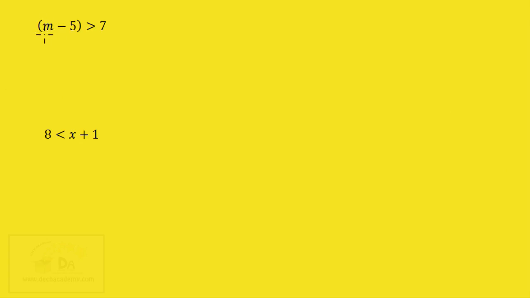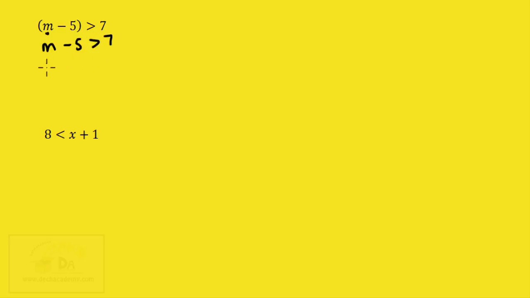Here's another inequality. The inequality m minus 5 is greater than 7. In order to solve this inequality, we need to determine a value or values for this variable m that causes this inequality to be satisfied. So we need to make m the subject of the formula. So let's drop the brackets to give m minus 5 is greater than 7.